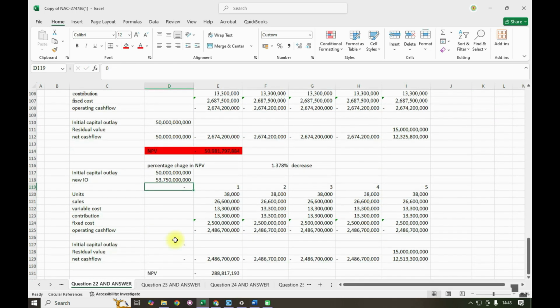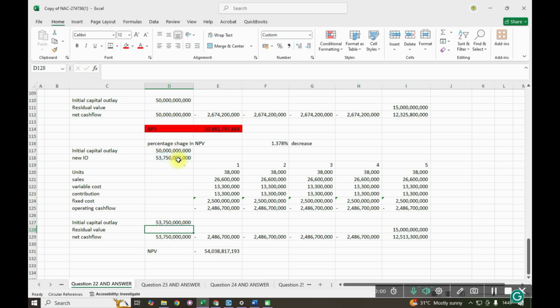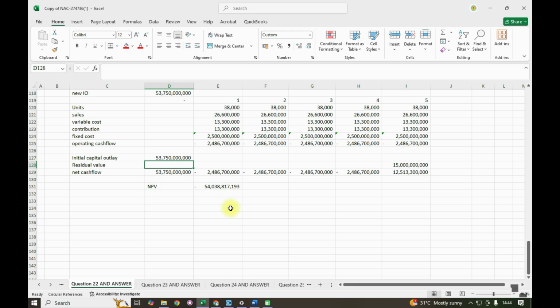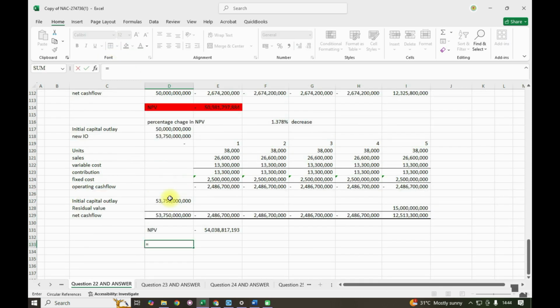Yeah, to that value. So here we shall have this as our initial. We'll find that the NPV will decrease to 54. Yeah, NPV will decrease to that particular value. And that is how we get the percentage change in NPV.